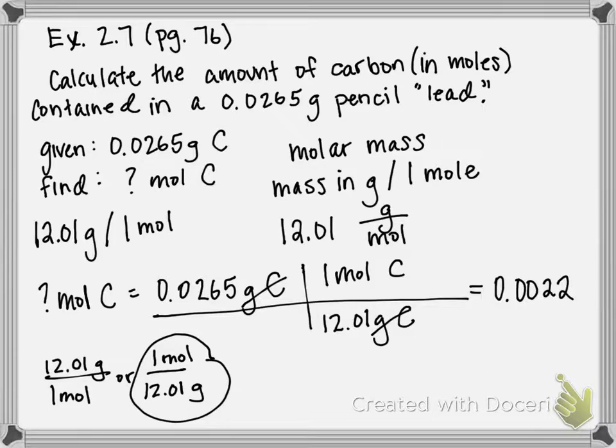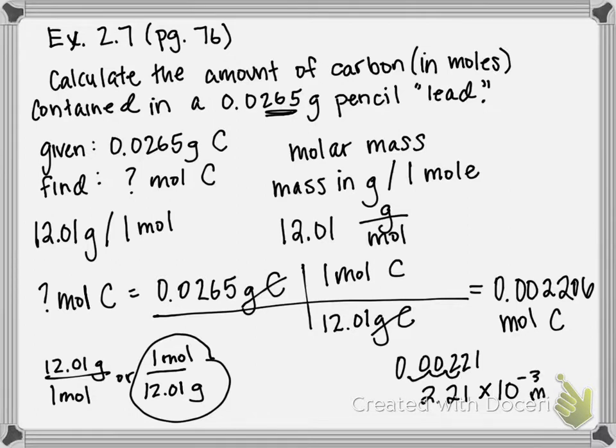0.0022 moles of carbon. And if you want to write this in more fancy terms, in terms of scientific notation, actually it should be 0.002206. And for rounding purposes, we have three significant figures here, so it would be 0.00221. Or in scientific notation, 2.21 times 10 to the negative 3 moles of carbon. And that is your final answer.